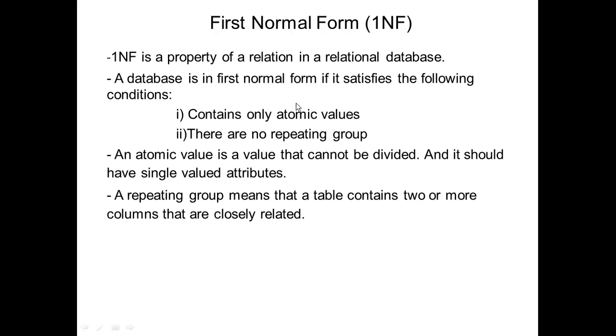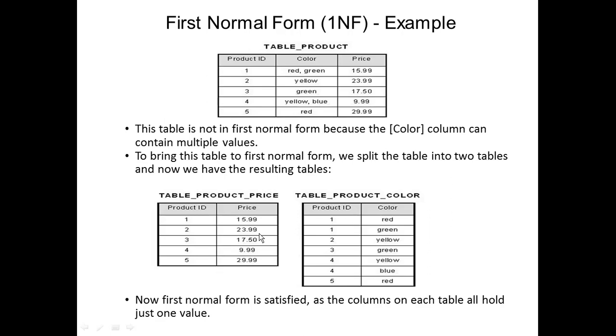A database is in first normal form if it satisfies the following conditions. First, it contains only atomic values. Atomic value means which cannot be divided. It can have only single value attributes. And the second condition is there are no repeating groups. Repeating group means that a table contains two or more columns that are closely related, means one column is related to another one. Now we will see the example.